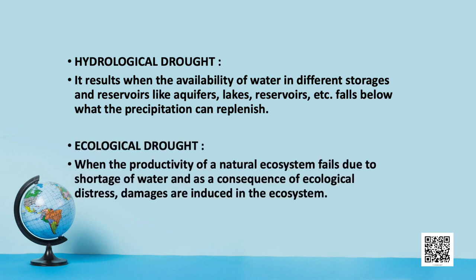Ecological drought. When the productivity of the natural ecosystem, because we cannot survive without the ecosystem, it maintains the balance, when the productivity of the natural ecosystem fails due to shortage of water and as a consequence of ecological distress, damages are induced in the ecosystem and there will be nobody to support the humans, flora and fauna. Such type of condition is known as ecological drought.